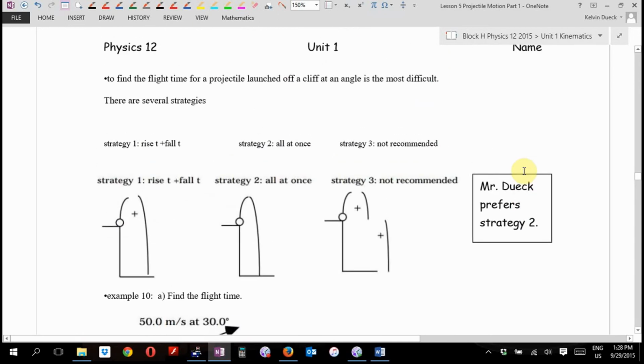There are several strategies. You could find how long it takes to get to the top by letting Vy final be 0 at the top. Then start the question over, let Vy initial be 0, figure out how long it takes to fall from that height, and add them up. That would give you total time. Or you could do it all at once.